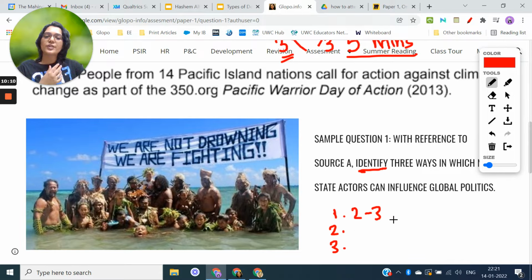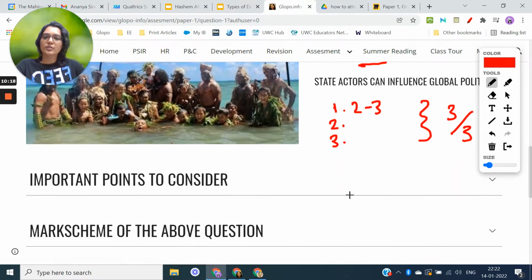So these are the 3 pointers, and the moment you write all the 3 points correctly, you get 3 on 3 for this one. Fair enough? Now we move further, and now we need to remove this one.